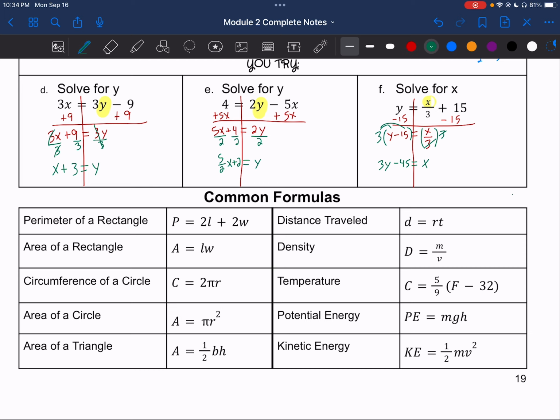So distance traveled is the distance is equal to the rate times the time, the speed times time. The density of an object is the mass divided by its volume. The temperature, this is a way to convert to Celsius from Fahrenheit. And so it's 5/9 times the Fahrenheit temperature minus 32. Potential energy, we'll use this a lot at the end of the year in 4th quarter. This is mass times gravity times height above some sort of gravitational body. And then the last one is kinetic energy. That is 1/2 times the mass times the velocity squared. Again, we'll be using that in science towards the end of 4th quarter.